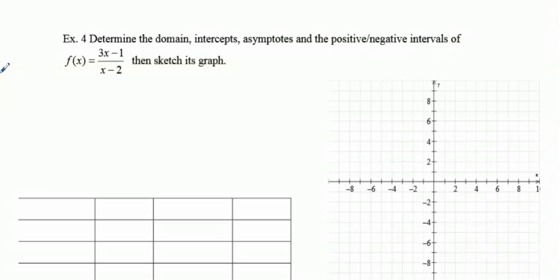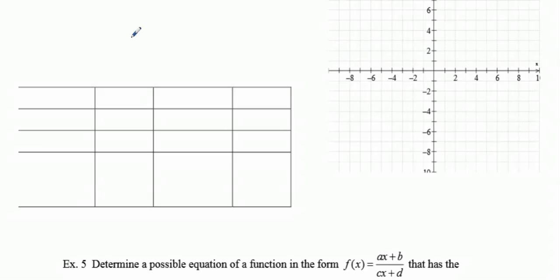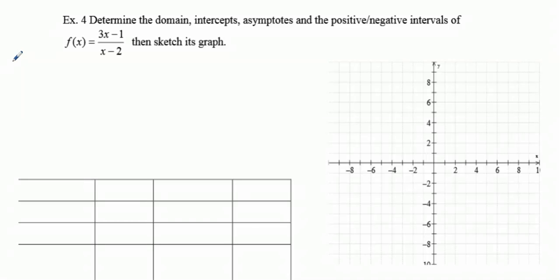Let's keep on going. Determine the domain, the intercepts, the asymptotes, and the positive and negative intervals of f of x, and then sketch its graph. All right, I have enough room here. Well, the domain we can do in a minute. Let's start with the intercepts. So x-intercept, y equals 0. And so we're going to have 3x minus 1 equals 0, 3x equals 1, and x is 1/3.